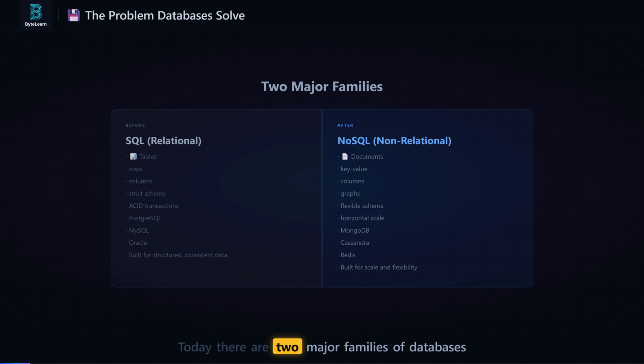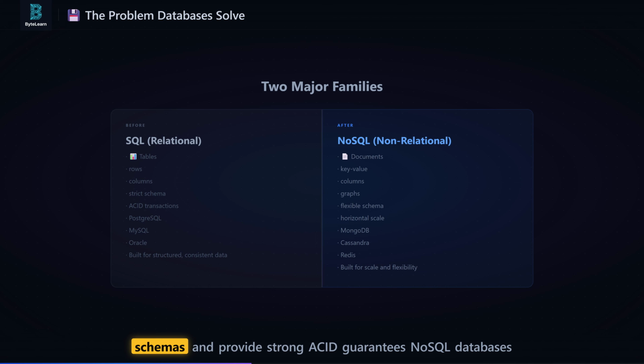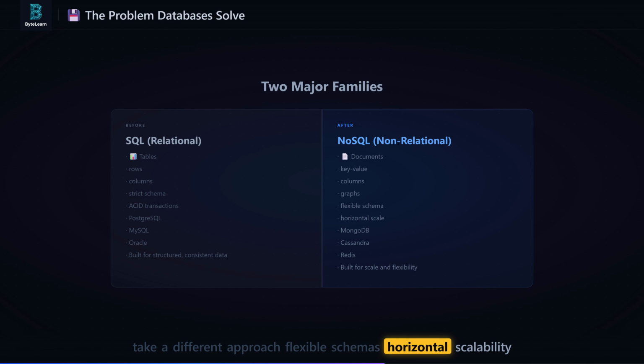Today, there are two major families of databases. SQL databases, also called relational databases, store data in tables with rows and columns, enforce strict schemas, and provide strong ACID guarantees. NoSQL databases take a different approach: flexible schemas, horizontal scalability, and eventual consistency. Each family has strengths the other lacks.